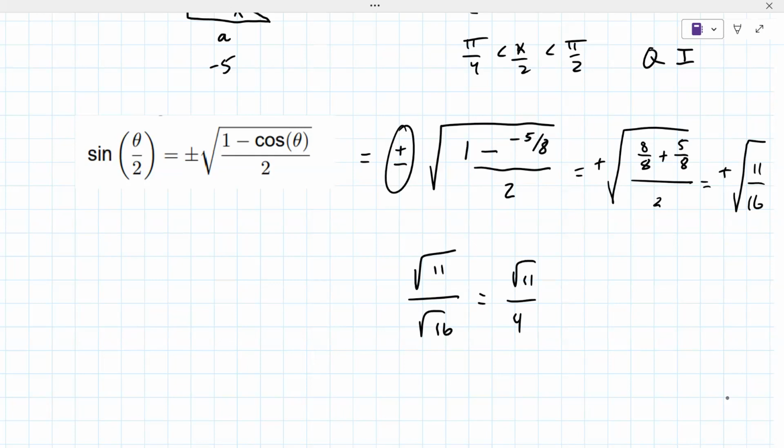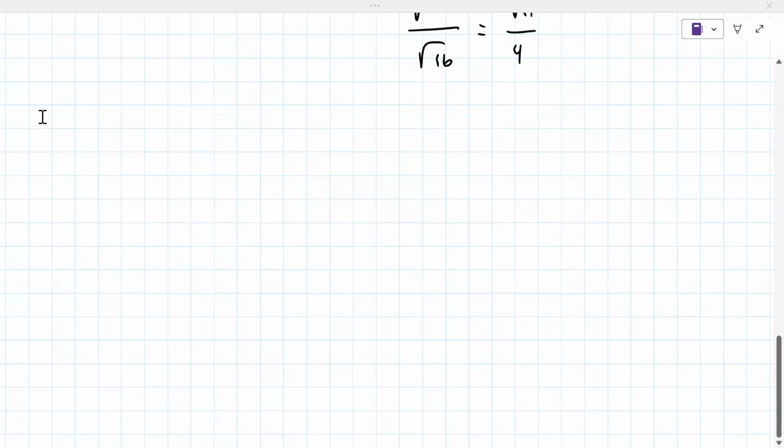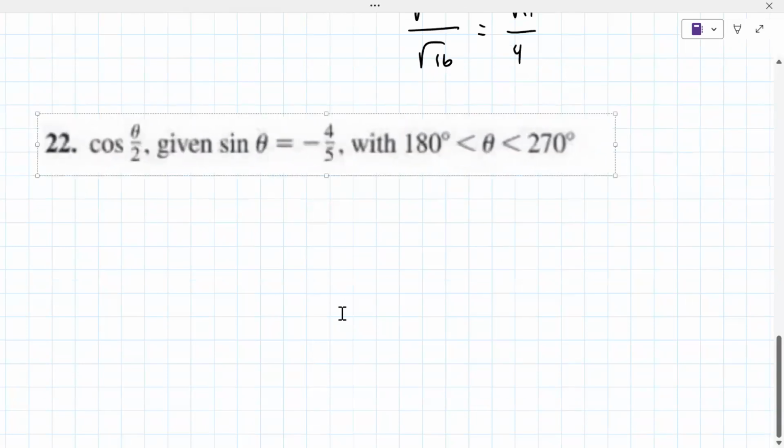Give me just a moment here. So let's do another problem here. Just looking them over. Let's try 22. Let's try 22 here. And again, you don't have to draw the triangle, but I really want you to.